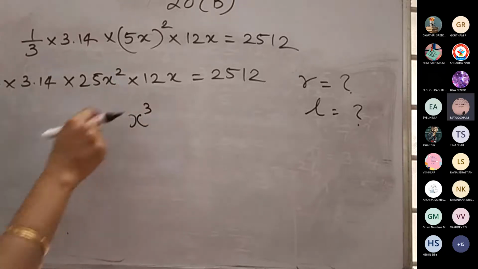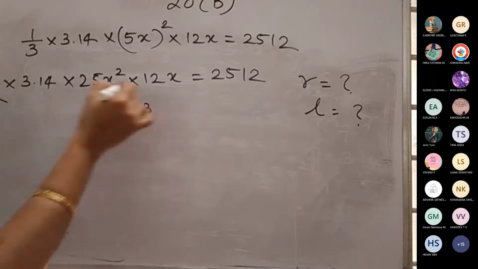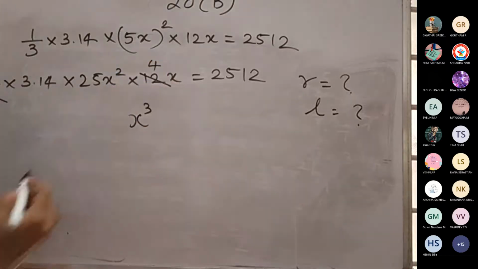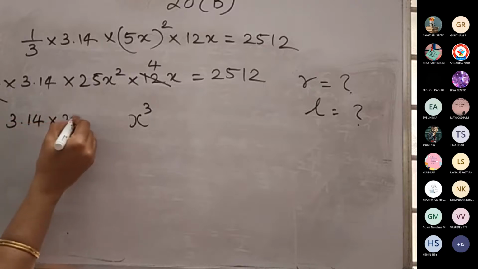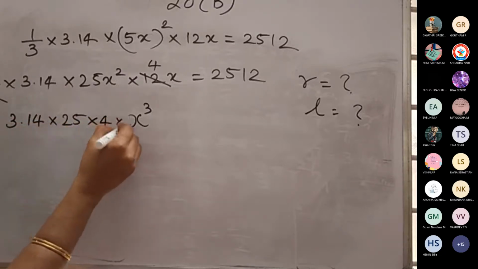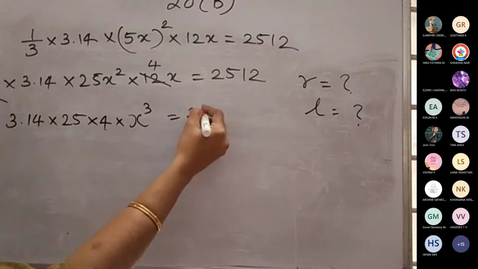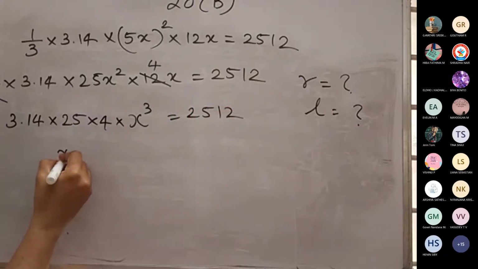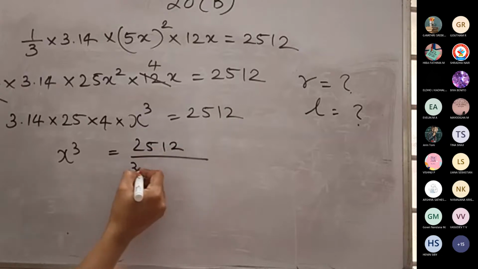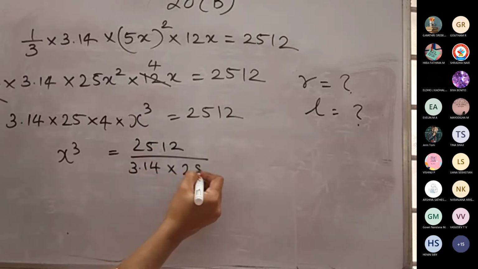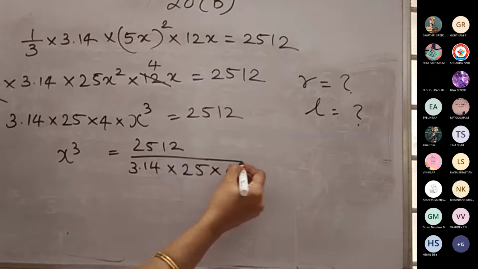Can we cancel this 3 and 12? We can cancel that now. 3 and 12, 4 times. So balance 3.14 into 25 into 4 into x cube is equal to 2512. So x cube is equal to 2512 divided by 3.14 into 25 into 4.